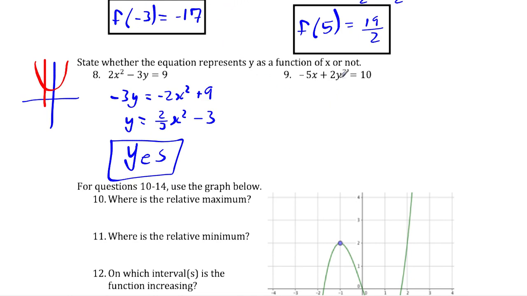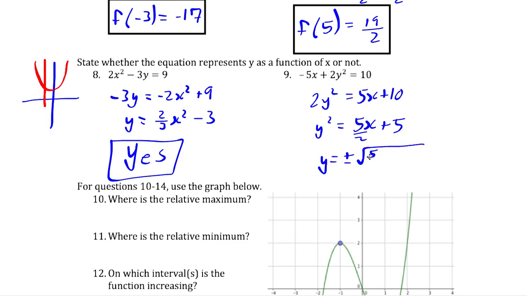To show the difference, let's solve this next one. So I get 2y squared is equal to 5x plus 10. Divide everything by 2, so y squared is equal to 5/2 x plus 5. And then take the square root. So y is equal to, because I take the square root, I need a plus or minus, the square root of 5/2 x plus 5.